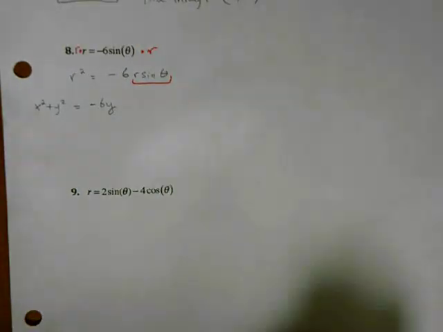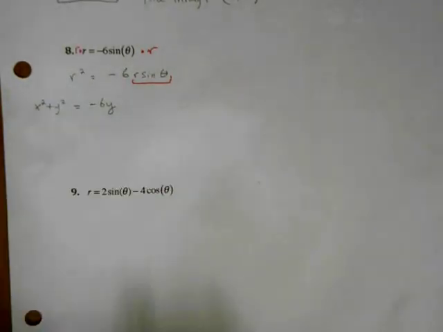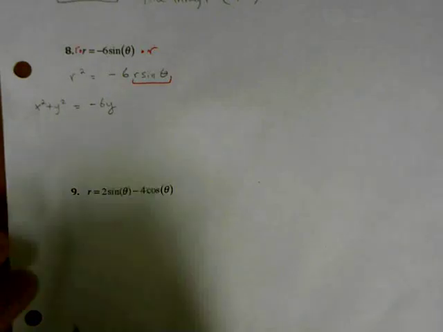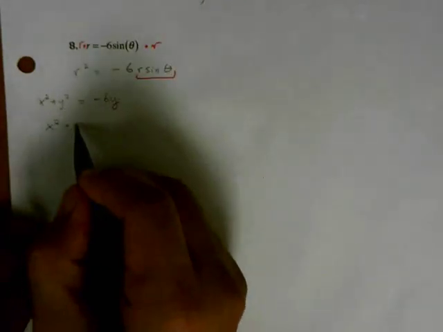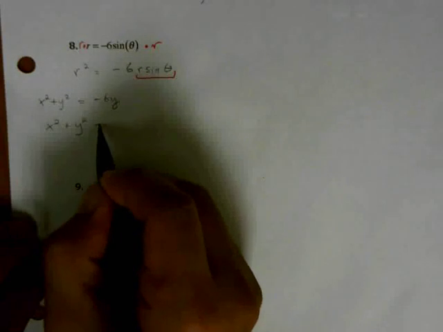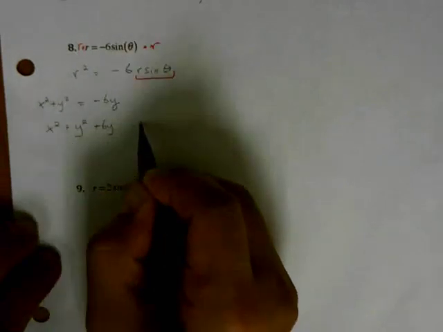Now, I'm not quite done yet because I don't really know what this graph is supposed to be. So I'm going to keep working on this until I get something that I recognize. So I'm going to move 6y to the other side, and I get x squared plus y squared plus 6y equals 0.